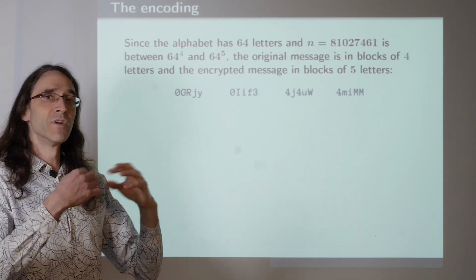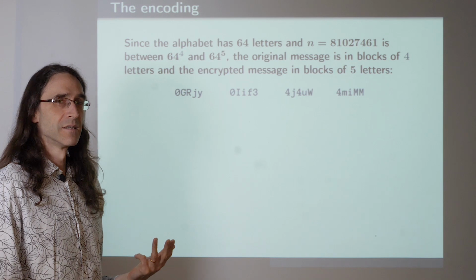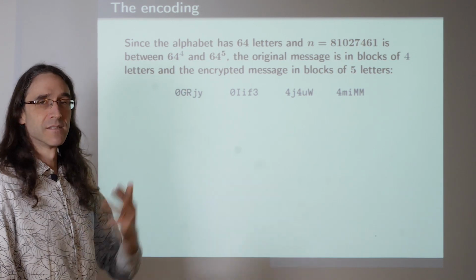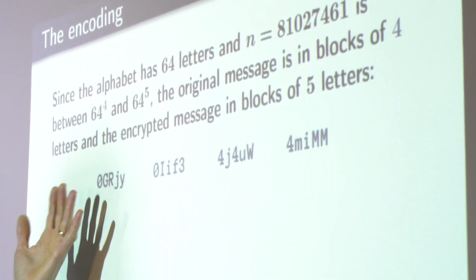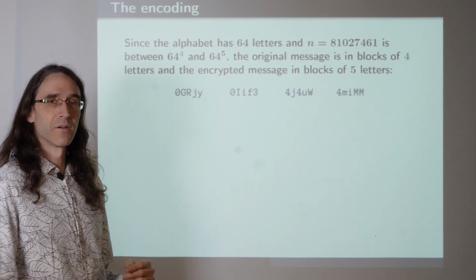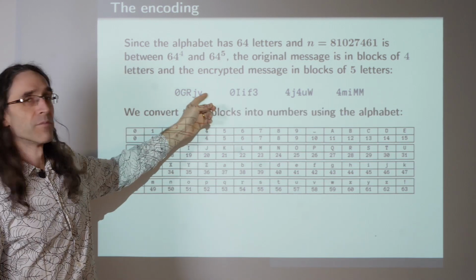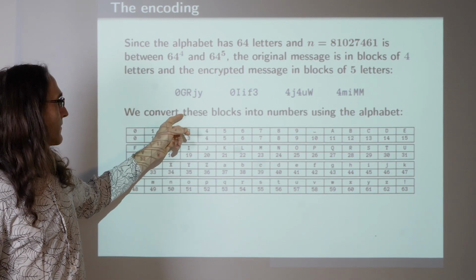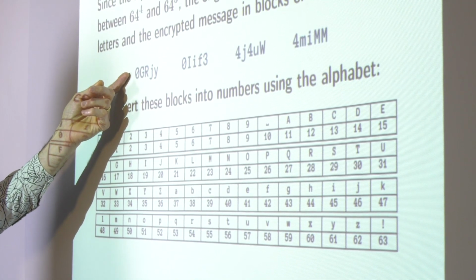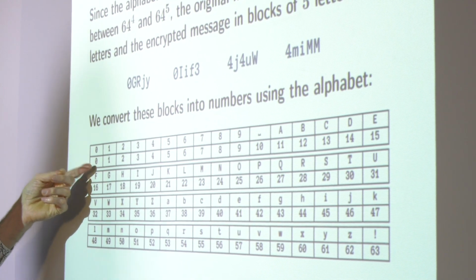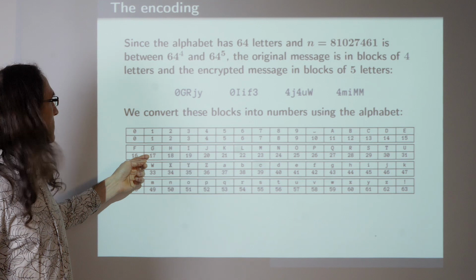So that meant that our original message, when it was cut into blocks, they were blocks of 4 letters. And that means that the ciphertext message is cut into blocks of 5 letters. So we cut it up into blocks of 5 letters, and we end up with these 4 blocks. Okay, so now we remember that we need to convert these into numbers. So we have our alphabet here, and we just go through and convert them into numbers. So 0 is easy, that one's 0. Uppercase G is over here, that's 17.